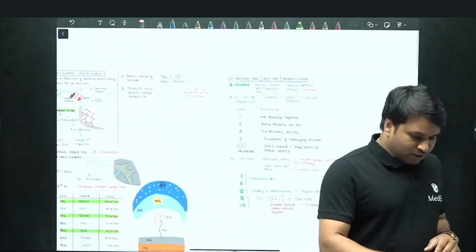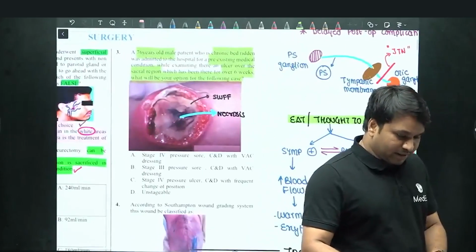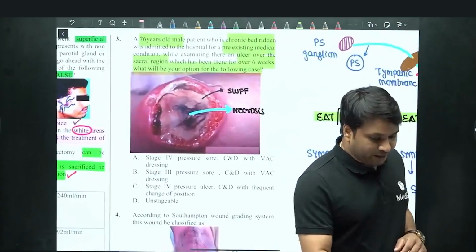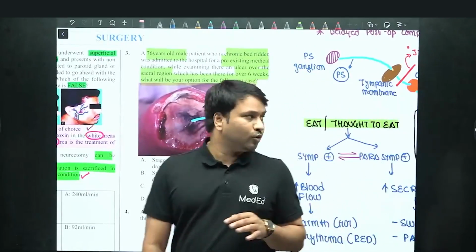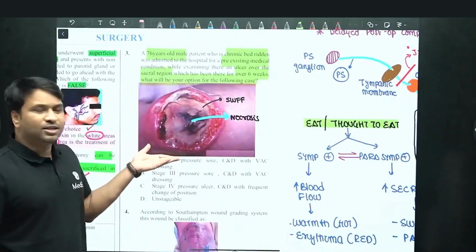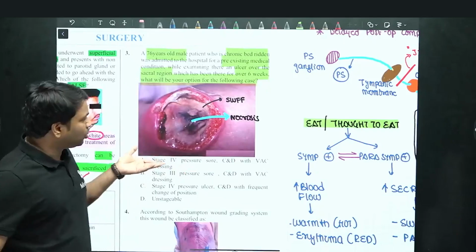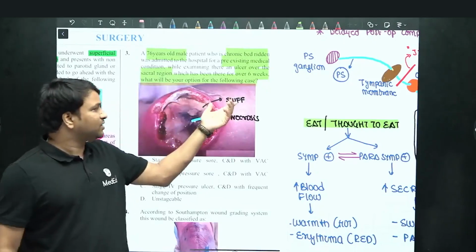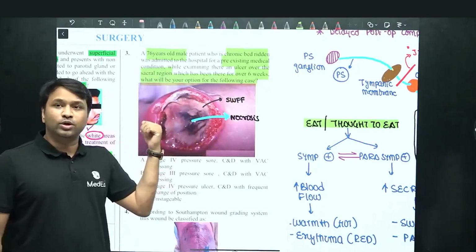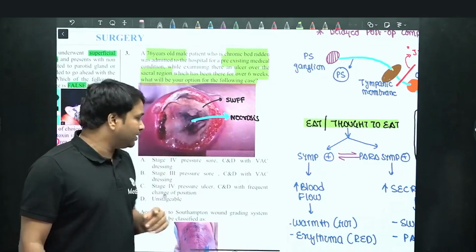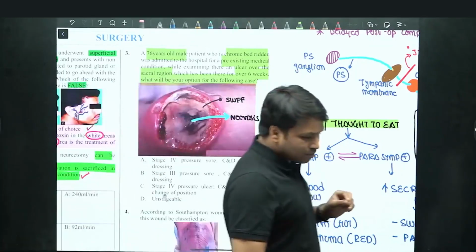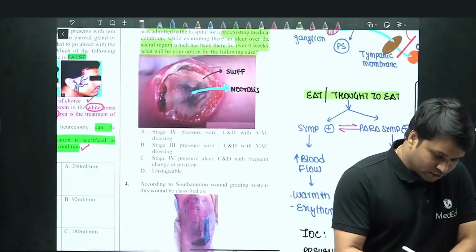Now coming back to our original question, सवाल क्या था? सवाल ये था कि what will be your opinion? So first of all, when you look at this, कौन से grade पे आता है? Is it a grade 1, grade 2, grade 3 or grade 4 or unstageable? As there is presence of slough and necrosis, I am not able to assess the true depth of the ulcer. It will become unstageable.